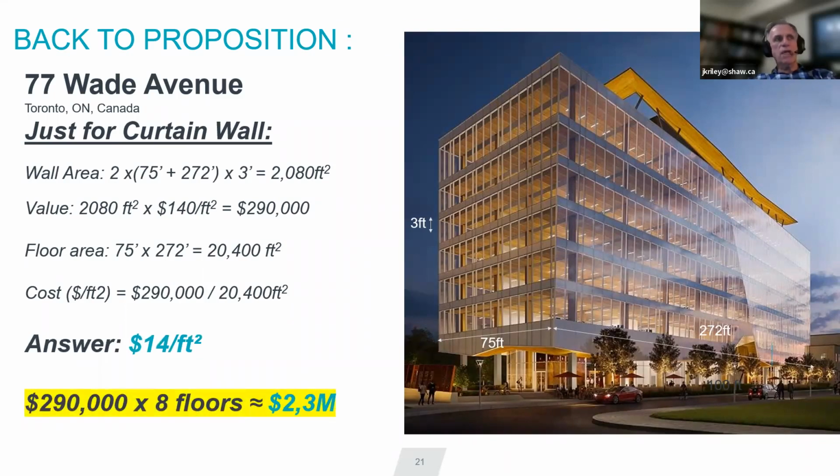$2.3 million is what he could have saved if he had taken that building height reduction. Now, that is just for the cladding alone. That has nothing to do with the elevator shafts, the stairwells, mechanical, electrical, all the vertical risers. So I would hazard a guess it's probably double that.